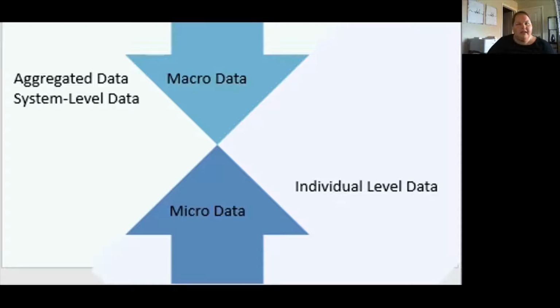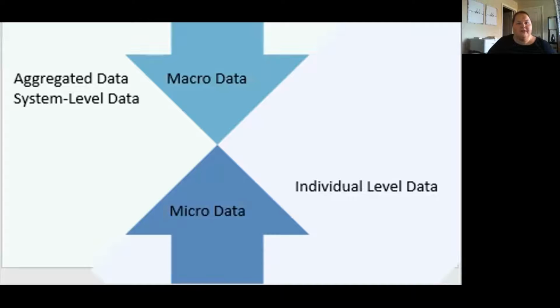So macro data is generally a term used to describe mainly two subtypes of data. So that would be aggregated data and system level data. Micro data can generally be described as individual level data. So these data have often been collected from each individual through a survey or an interview.